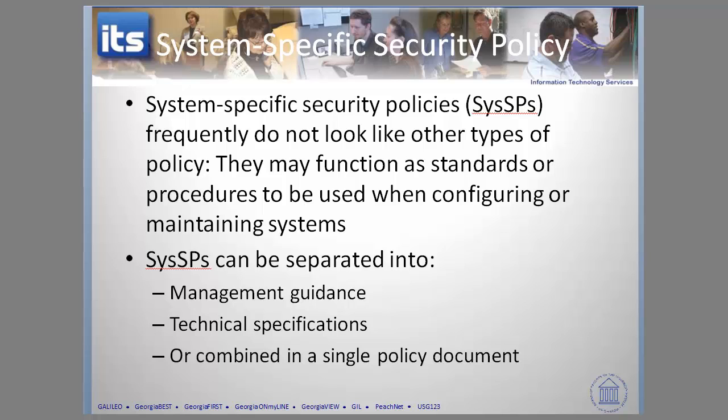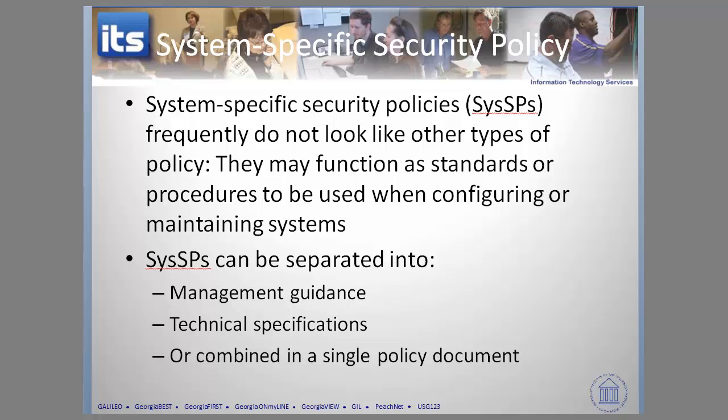Well, welcome back. What we're going to do now is look at system-specific security policies, and this is really a very different approach. Instead of looking at the entire enterprise, or looking at a particular issue, instead of those two approaches, what you're going to do is pick a specific technical system, and then you're going to write a number of policy documents against that specific system.